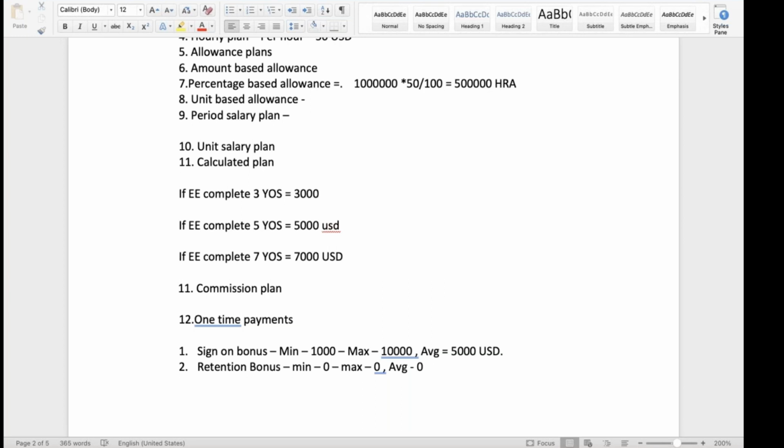Okay. If you have such requirements, we can create a commission plan. Again, we cannot track the sales, how much sales the employee has been performing, that we cannot track in Workday. Okay.